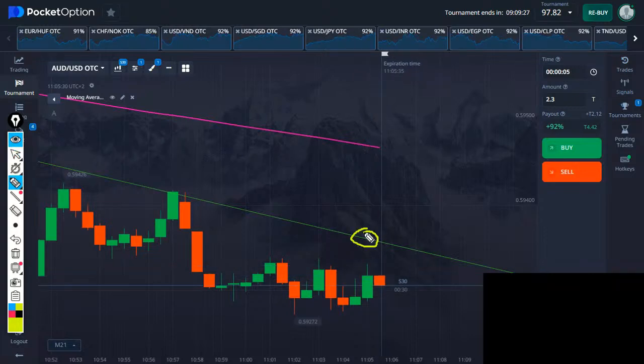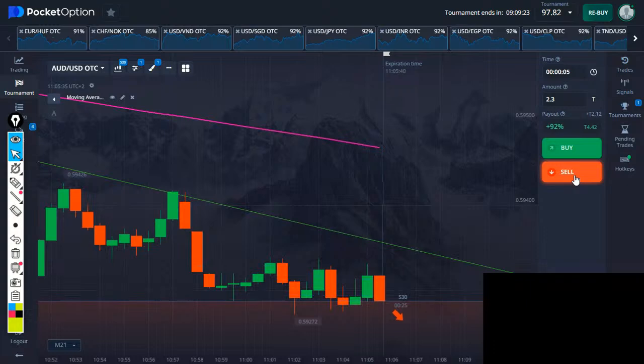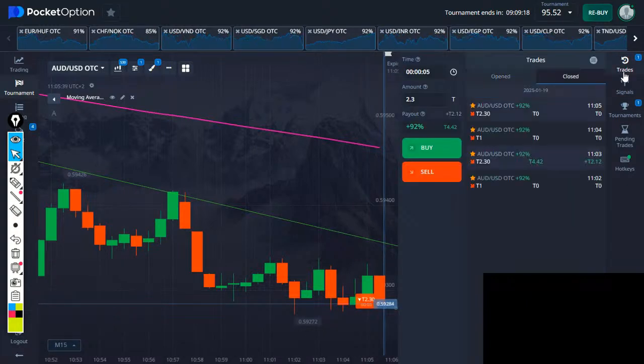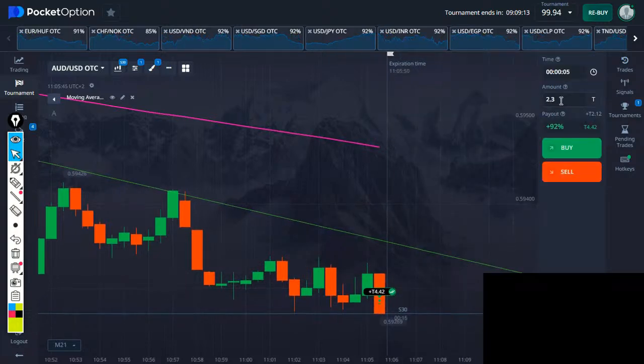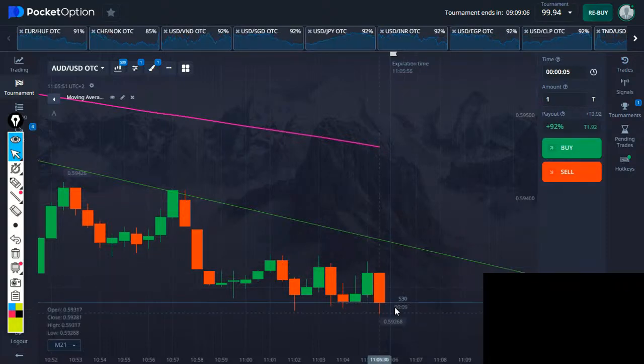We are coming close to this trend line. Let me see. Powerful red. We go for a sell. Oop, I should have increased the amount. No problem. This should have been 5.5, but no problem. I will not increase. Let's go back to 1. And a 10 seconds would have been also a win in this case.